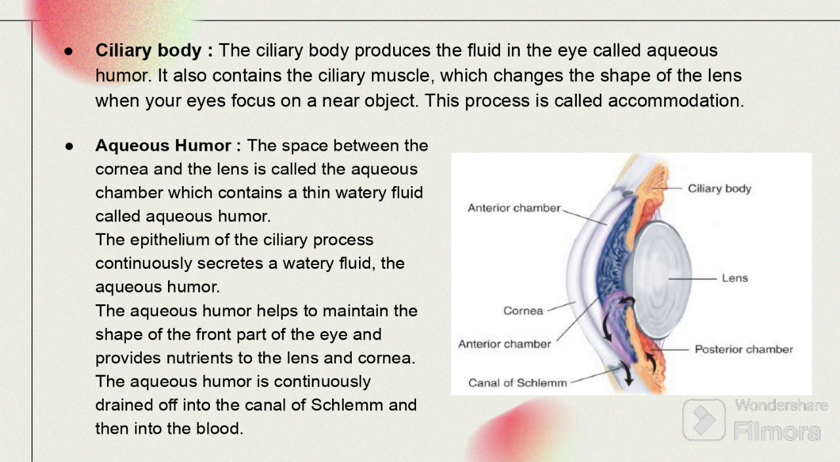Aqueous humor. The space between the cornea and the lens is called the aqueous chamber, which contains a thin watery fluid called aqueous humor. The epithelium of the ciliary process continuously secretes a watery fluid, the aqueous humor. The aqueous humor helps to maintain the shape of the front part of the eye and provides nutrients to the lens and cornea. The aqueous humor is continuously drained off into the canal of Schlemm and then into the blood.